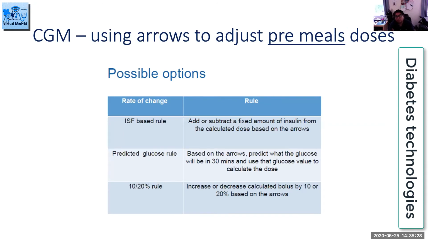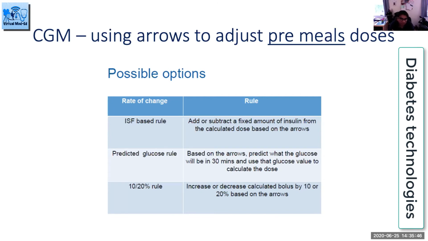So now we are moving on to pre-meal. What happens then if, let's say, you're about to have a meal and your sensor glucose is high, and there's also that factor about the arrow pointing upwards, coasting, or downwards? What do you do? And there are several ways to address that, and there are three possible options.